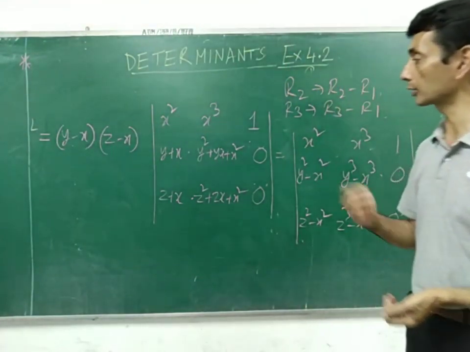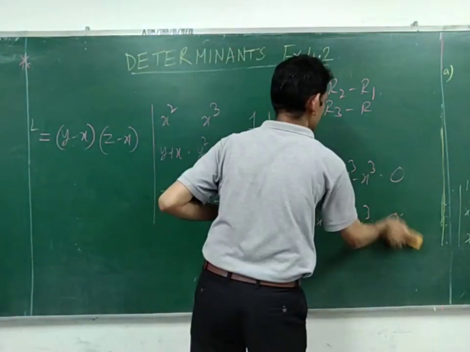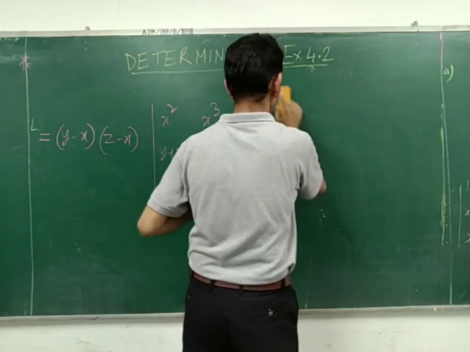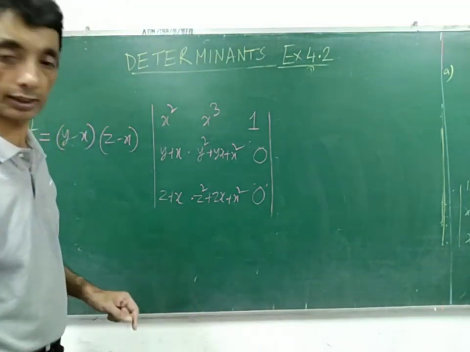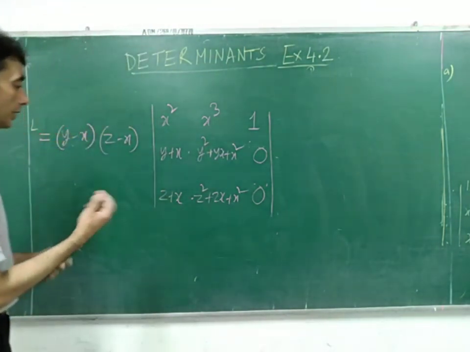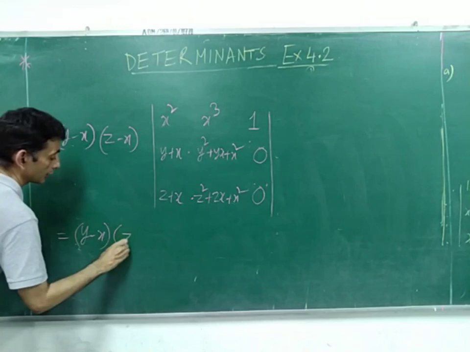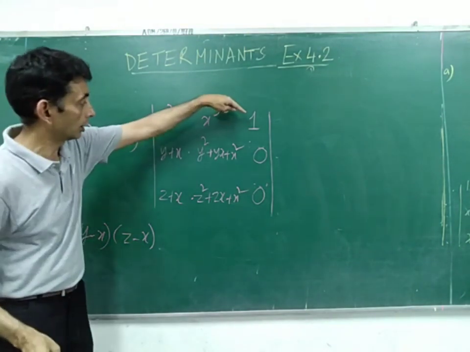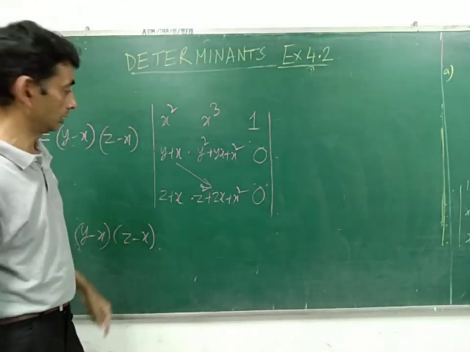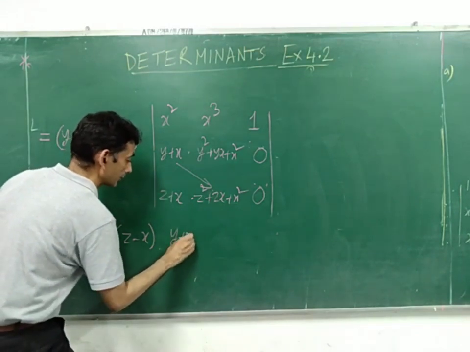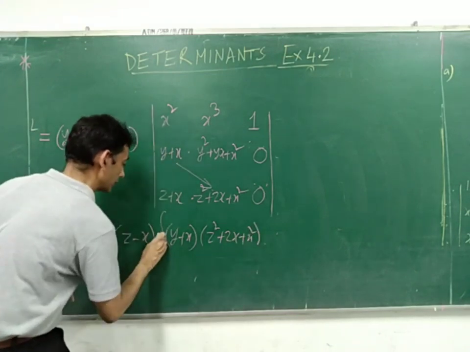Almost simplified. Now we are going to expand this determinant. So how to expand this? We are going to expand along the third column. If we expand along the third column, what are the steps? Y minus x and z minus x come out. So what we are going to do is multiply this element with this, that is y plus x into z squared plus zx plus x squared. So there will be a second bracket.